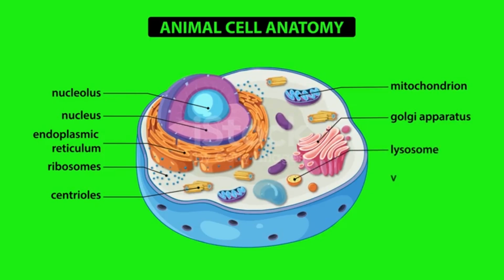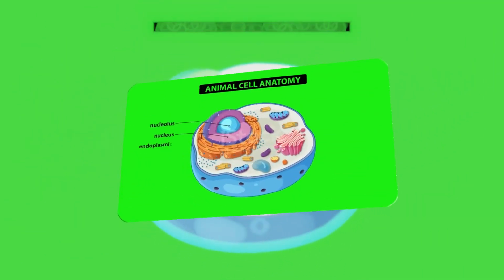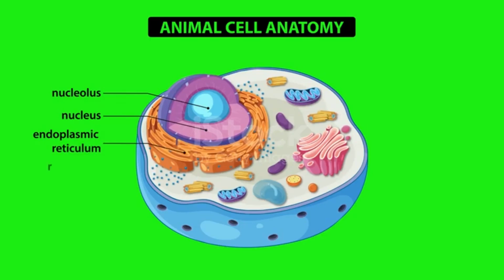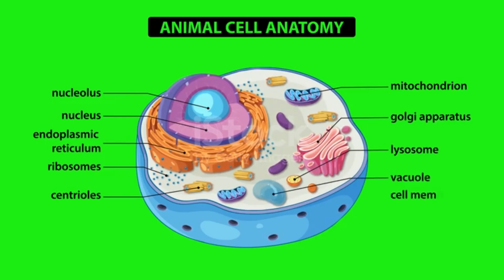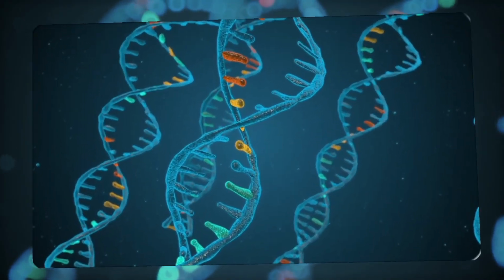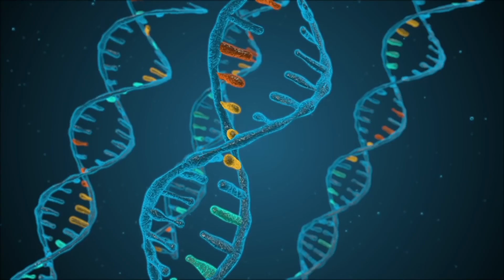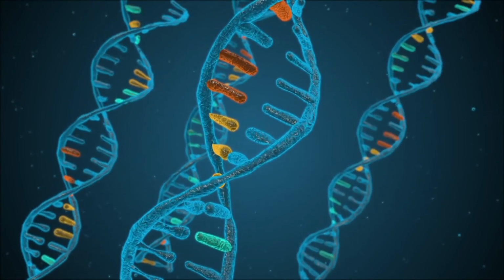Nucleus. The nucleus is often called the control center of the cell. It contains DNA, the genetic material that carries instructions for life. The nucleus controls growth, reproduction, protein synthesis, and cell activities. Inside the nucleus is a smaller structure called the nucleolus. The nucleolus produces ribosomes. The nucleus is surrounded by the nuclear membrane, which protects the DNA. Without the nucleus, the cell would lose control of its activities.